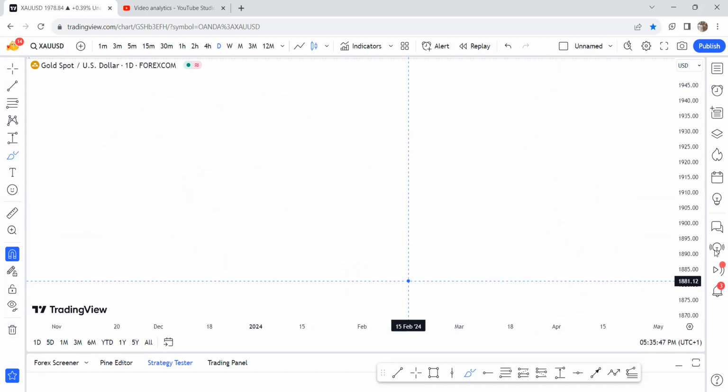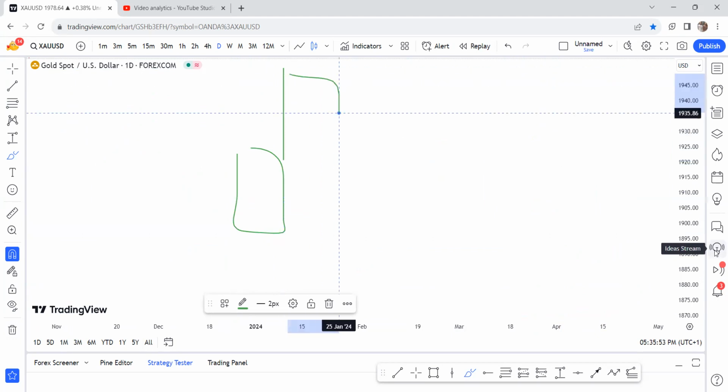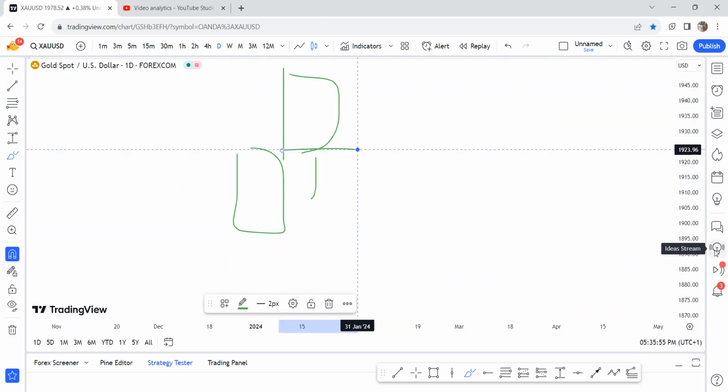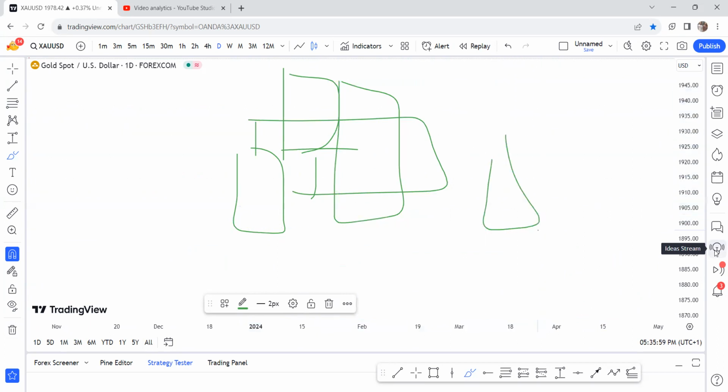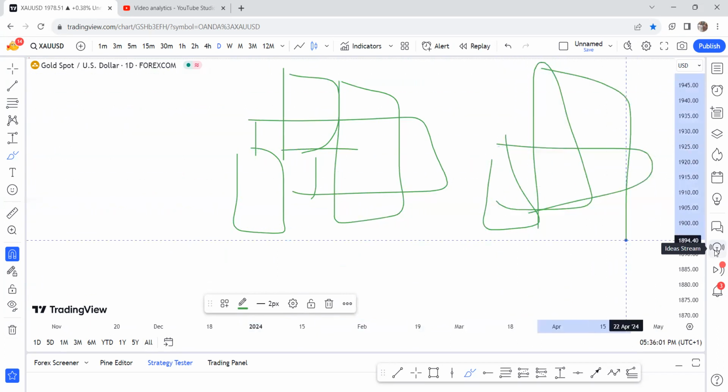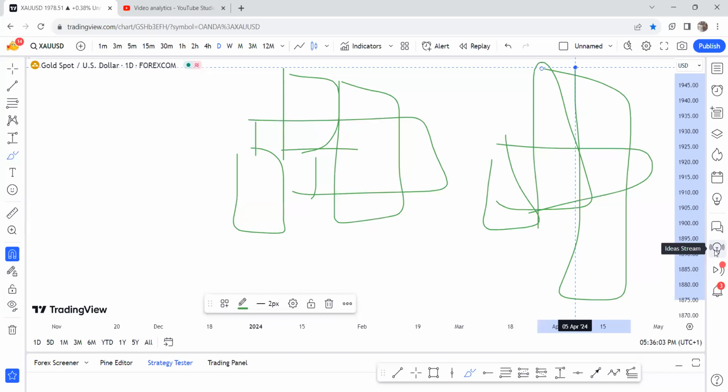Now we have two types of breaks. We have the dominant break, which will form an engulfing, and we have the major break of structure, which forms an engulfing failed. Do you understand? Are we on the same page? All right, good.